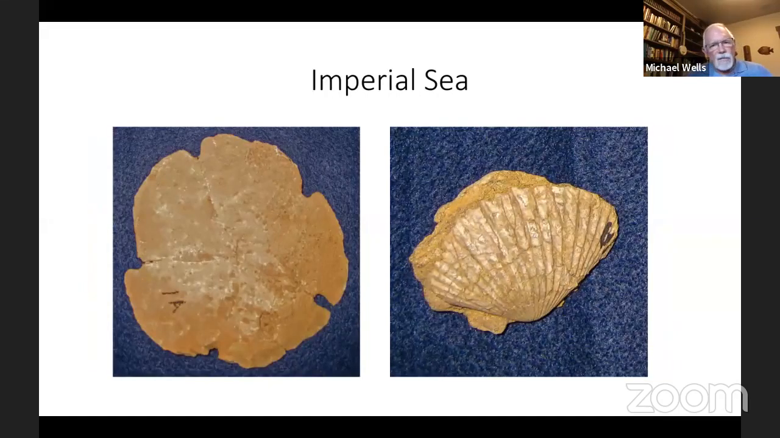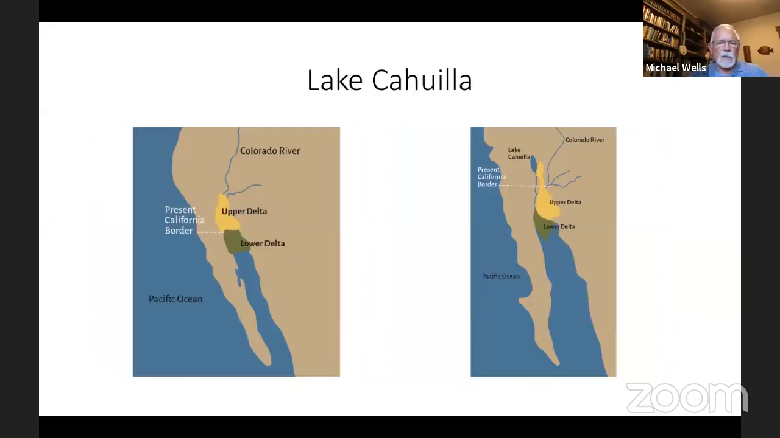And also other evidence of the Imperial Sea are this sand dollar on your left and a scallop on your right that are found in deposits in the Fish Creek and Shell Reef area in Anza Borrego.